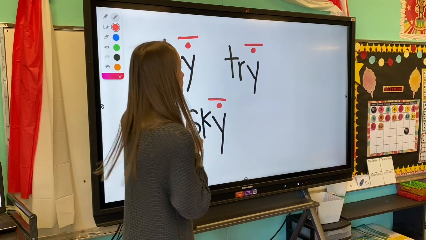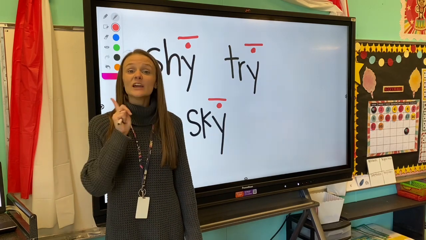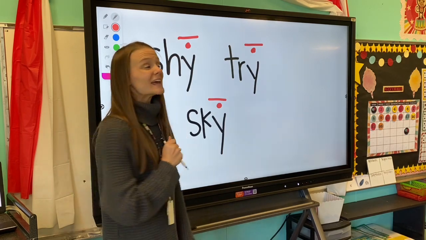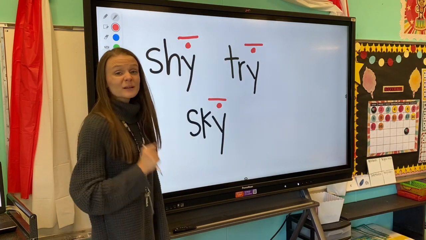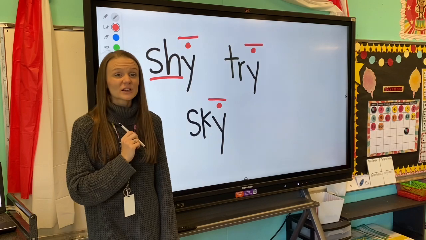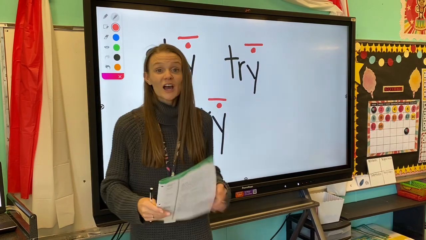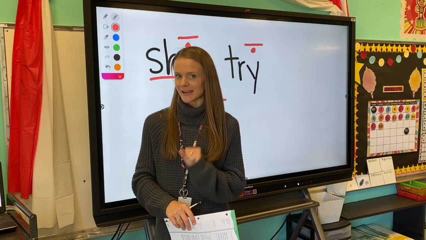So most of these words, I don't have to do anything else to. They're already coded. The only word that needs something is the word shy because it has this SH digraph. So I'm going to draw a line under it like I do for all of my digraphs. So let's try some other examples.